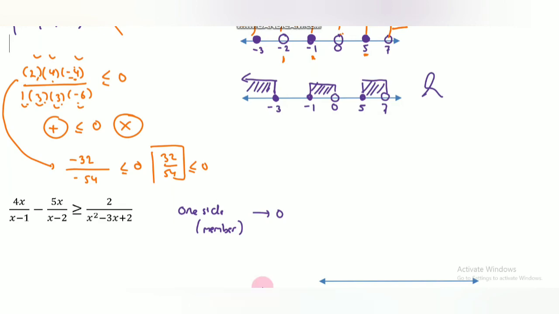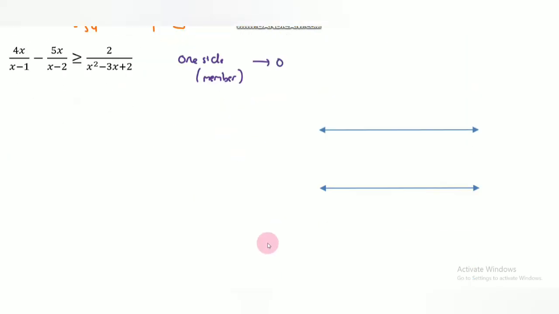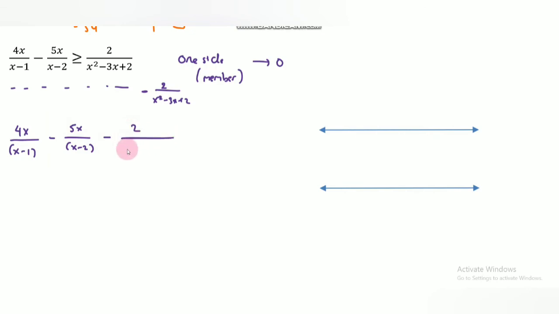Let me just show you how it's done. First, let me subtract both sides by 2 over x squared minus 3x plus 2. So in the end, it will be 4x over x minus 1, minus 5x over x minus 2, minus 2 over x squared minus 3x plus 2, is greater than or equal to 0. So that's the first step.